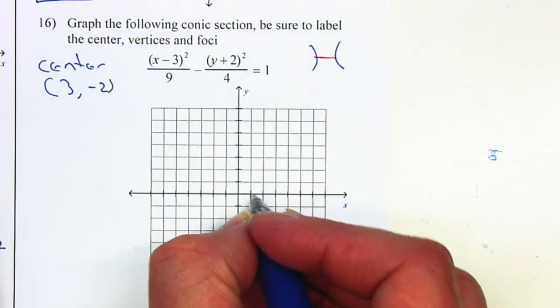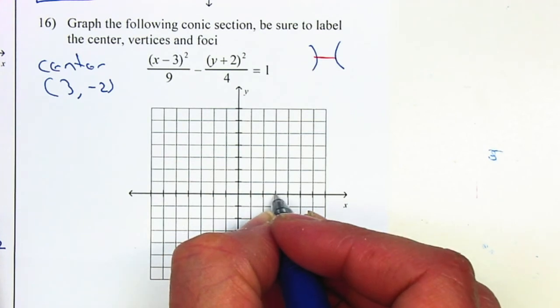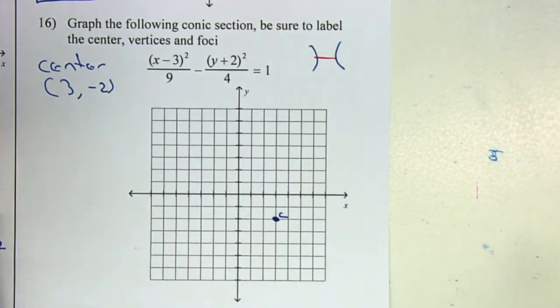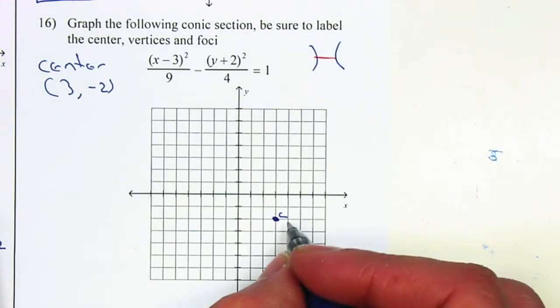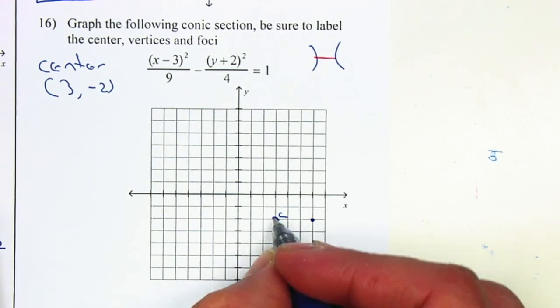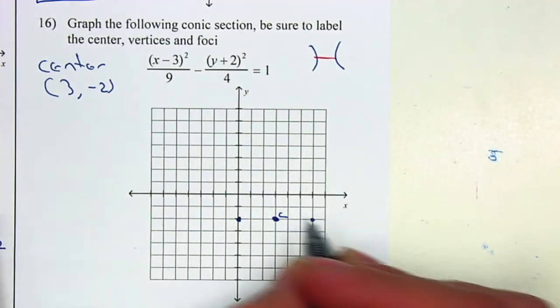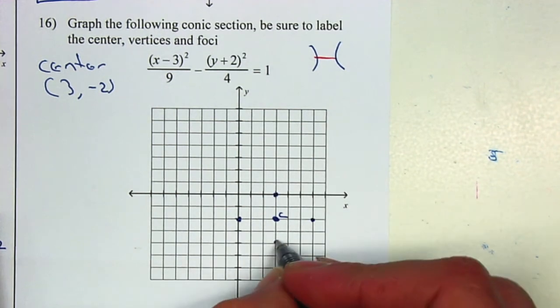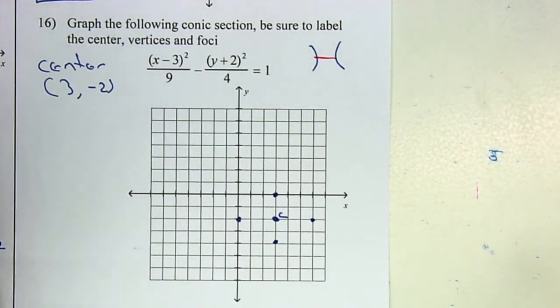So 1, 2, 3, and 1, 2. That's my center. Now, under my x, there's a 9. The square root of 9 is 3. 1, 2, 3. 1, 2, 3. Under my y, there's a 4. So I'm going to go up 2 and down 2.